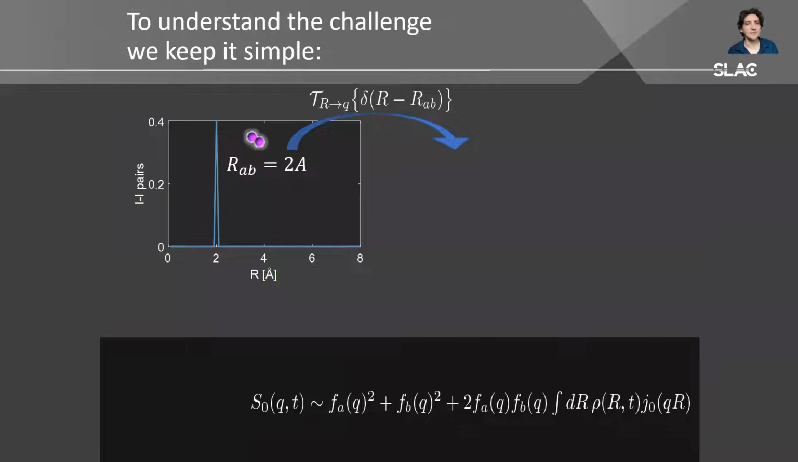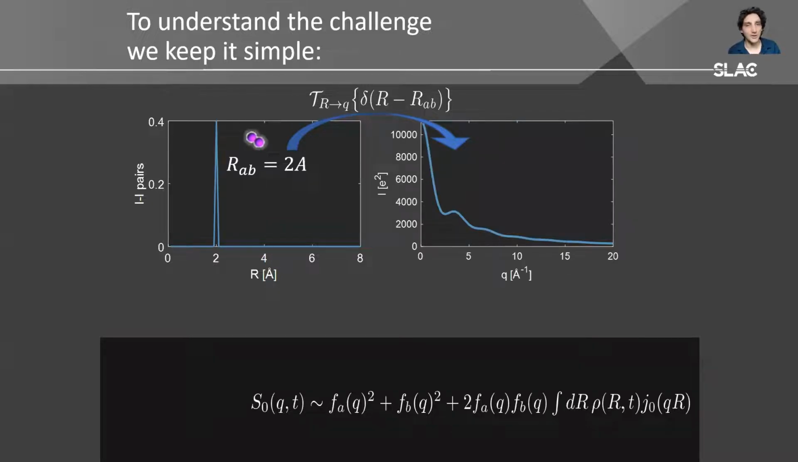So here's the example. Assume we have a diatomic molecule where the distance between the atom pair is exactly 2 angstrom, and we're presented with the Dirac delta function. Super simple. This expression below transforms the real space distance to the reciprocal space, to Q, where we obtain the scattering curve as shown in the expression below.